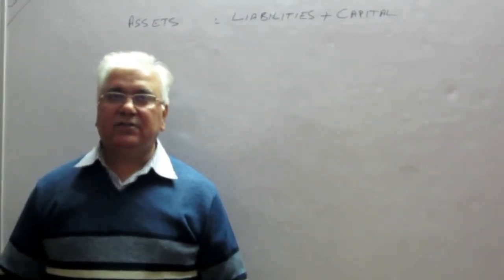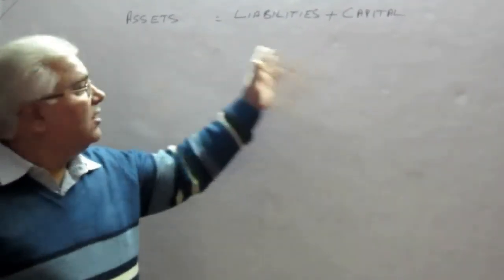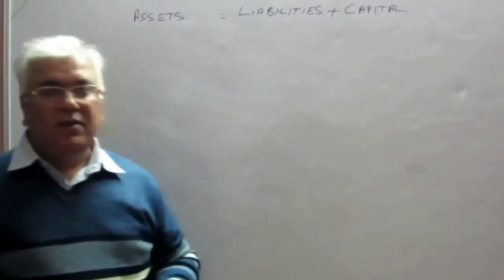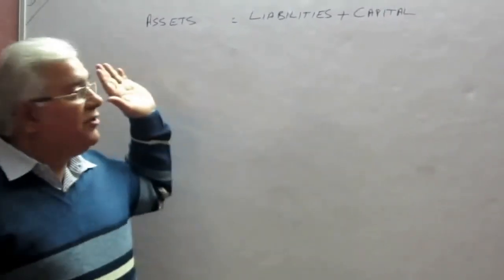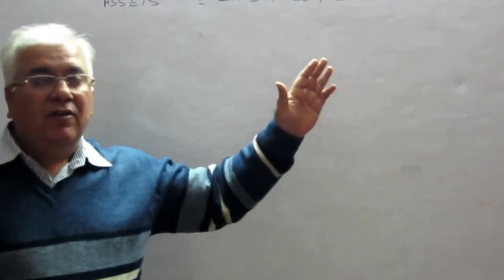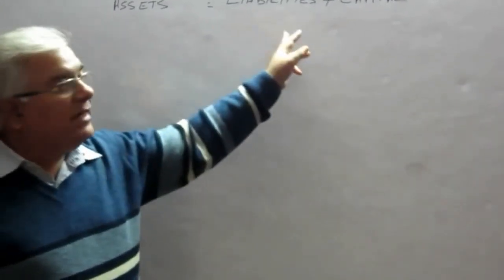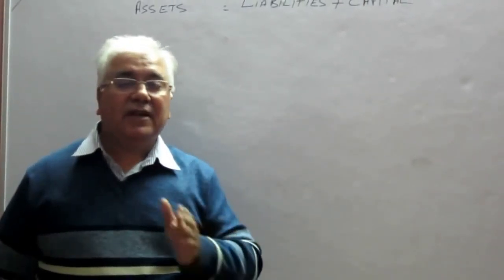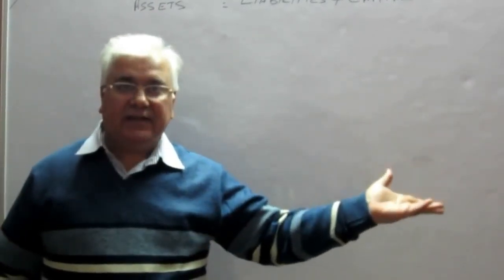Today I am going to discuss the rules of debit and credit based on the accounting equation. The accounting equation is assets equal to liabilities plus capital. That means we have to record all the transactions in such a way that this accounting equation is always maintained. Whatever the sum of all the assets with us, the same amount should be represented by liabilities plus capital. That means our system of maintaining accounts should be such that the total of debits should be equal to the total of credits.